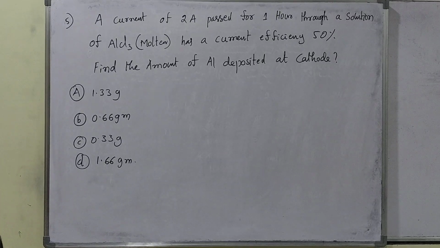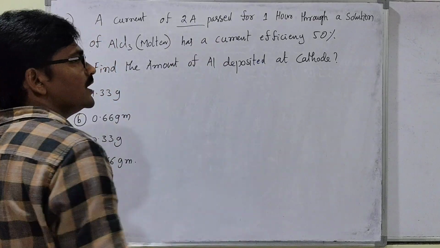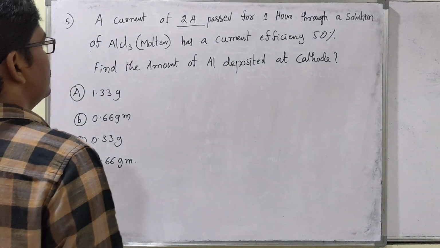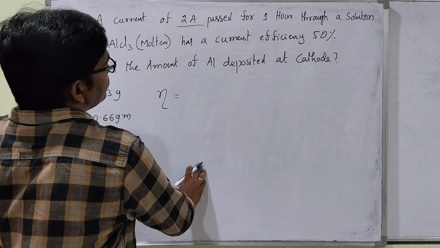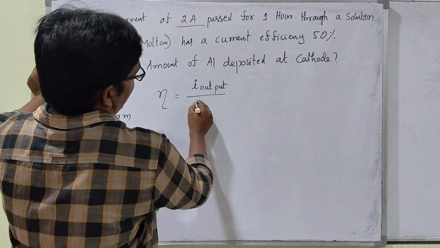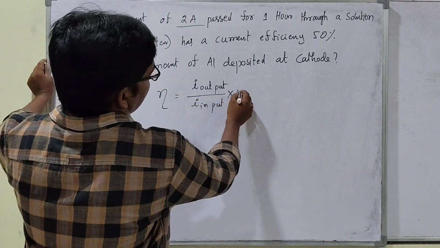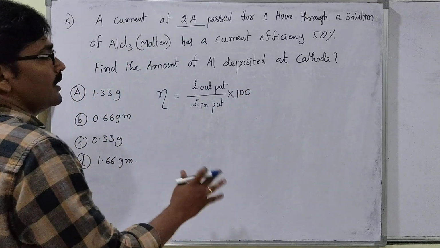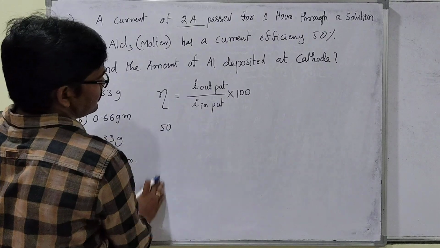So here, the efficiency of current is 50%. Actually, how much current did we pass? 2 amperes of current. What is 50% of that? 1 ampere of current. Yes, efficiency of current equals I output divided by I input into 100. This is the calculation for current efficiency. The current efficiency is given as 50%, right?